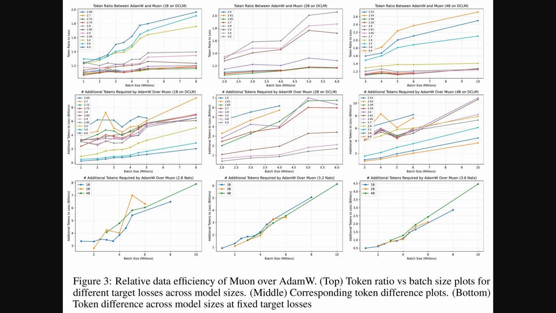So, why is Muon so much better at this trade-off? These charts dig into the reason, and it's all about data efficiency. The top row plots the token ratio. This measures how many more data tokens, like words, AdamW needs to see, compared to Muon to get the same results. A ratio above 1 means Muon is better. And you can see as the batch size increases along the bottom, Muon's advantage generally grows. The bottom two rows show this as a raw number, the billions of extra tokens AdamW needs. This extra data cost is surprisingly consistent across different model sizes, which is what gives Muon its stable performance edge.